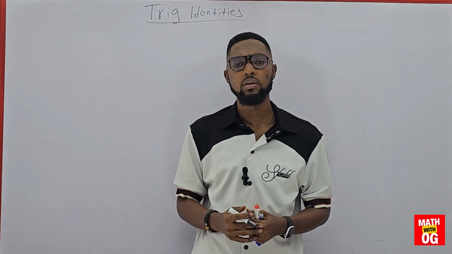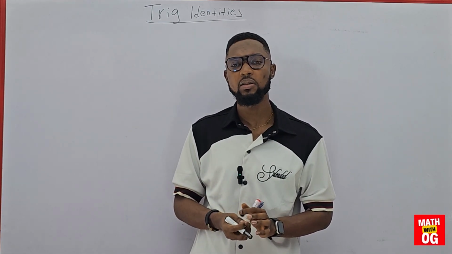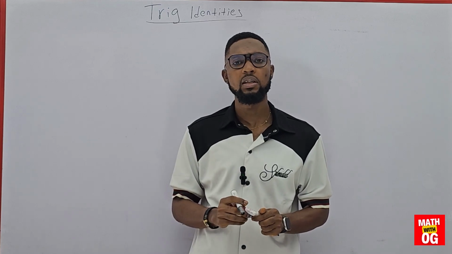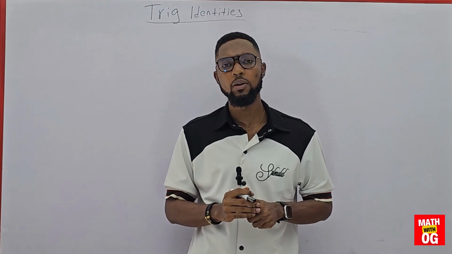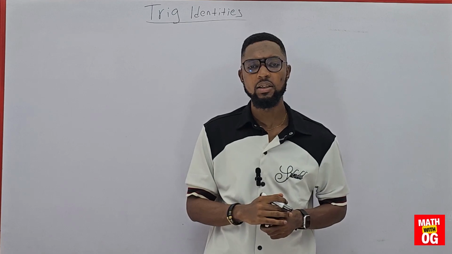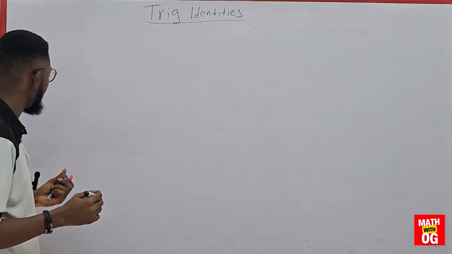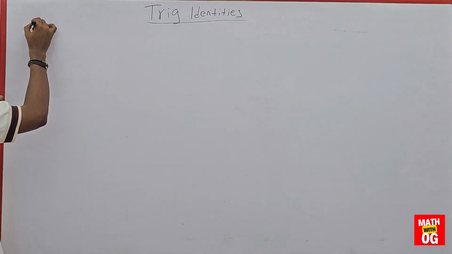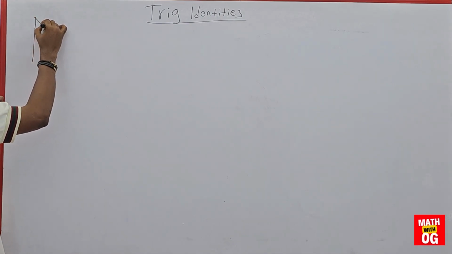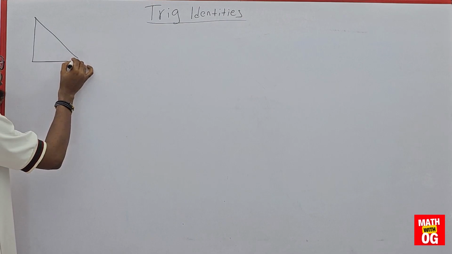Welcome back, guys. In this video, we'll be looking at trig identities. I believe all the identities you need to know for O level will be treated in this very video. Now, let's start by introducing what we all know as a right-angled triangle.